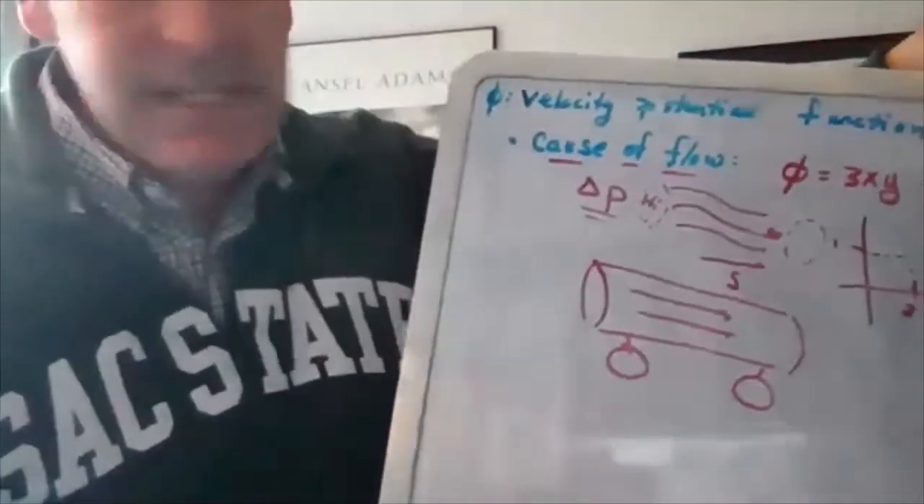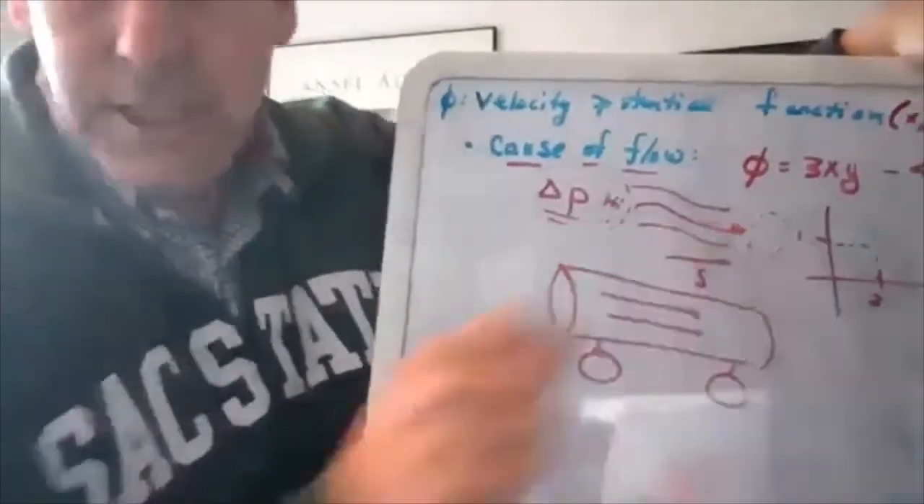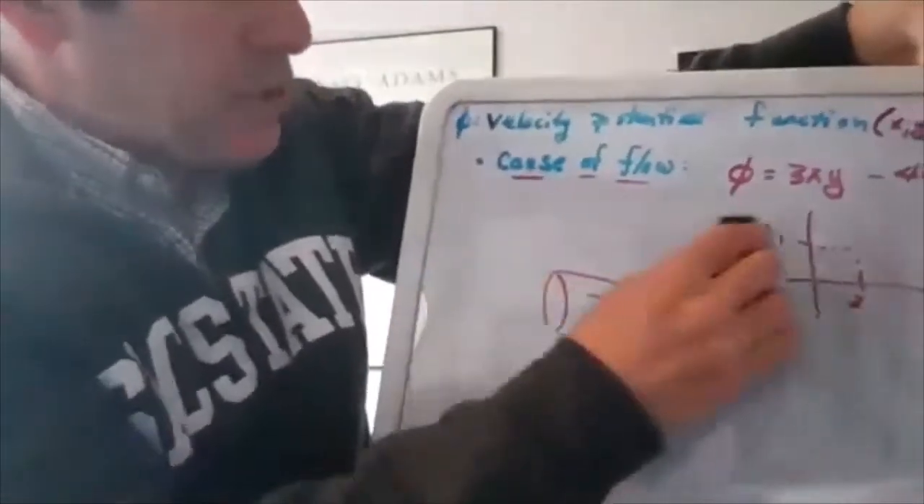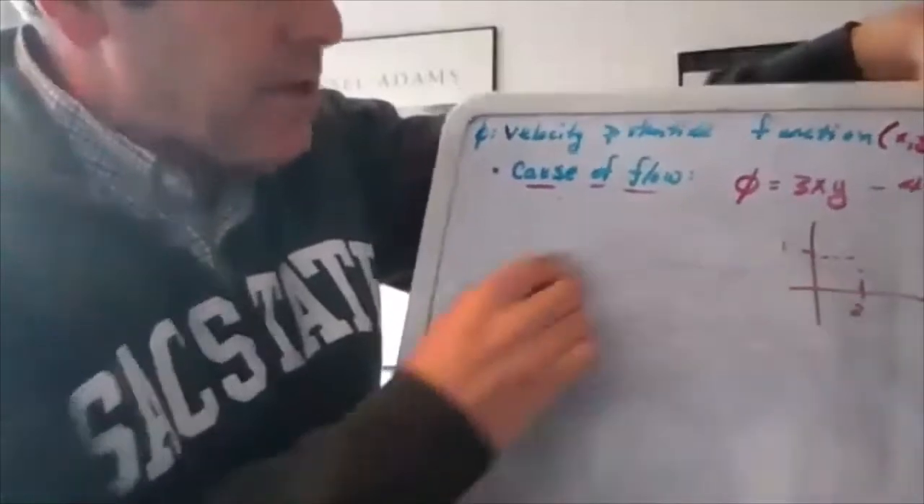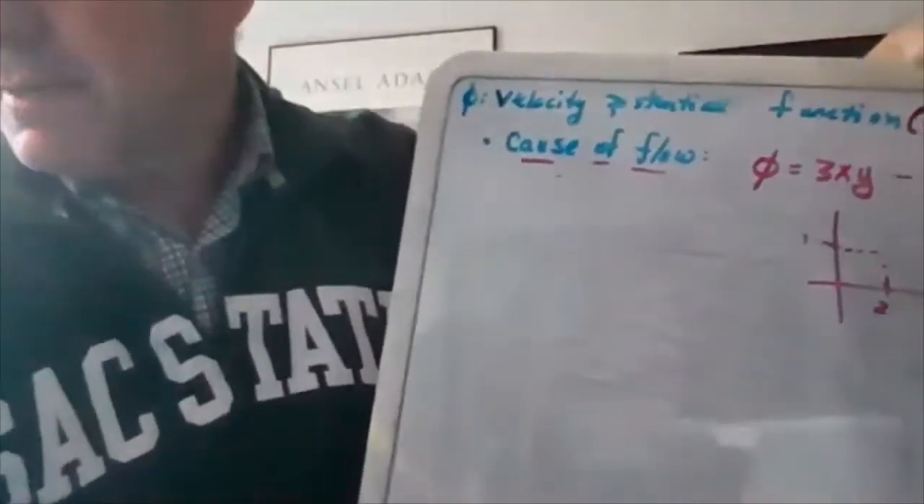The second idea is that the bigger the delta P, the bigger the pressure difference from here to here, the greater the flow rate is going to be. That's something that's been observed in nature again and again, and has been made mathematical so that we can do some good design work. So that's the first idea.